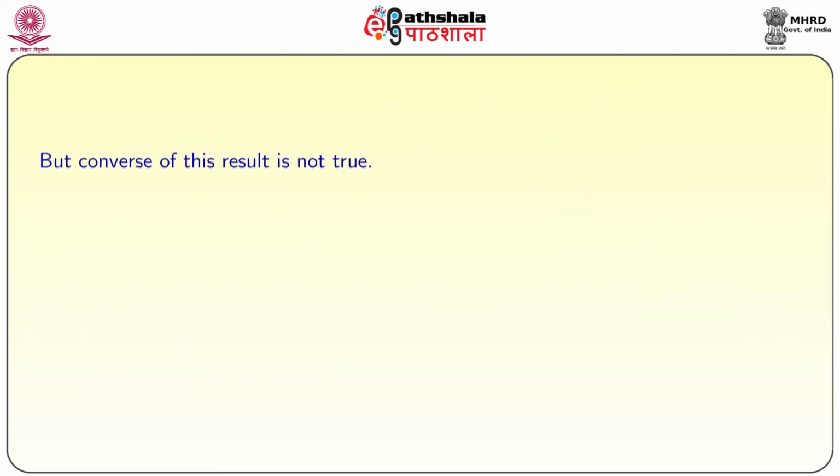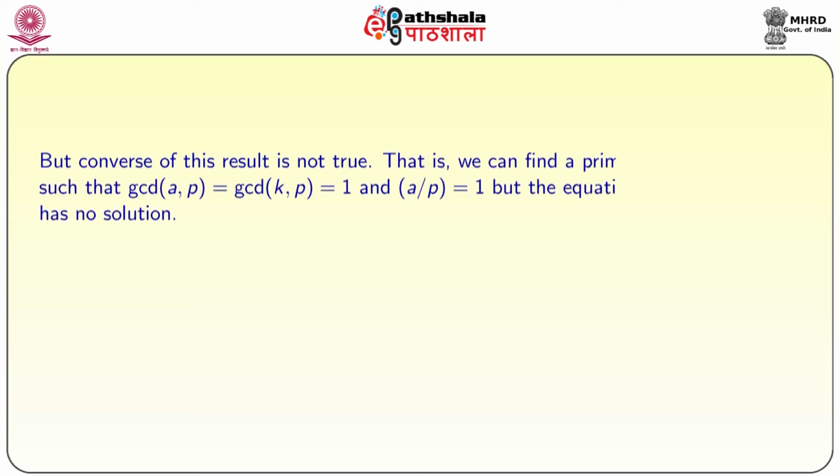But the converse of this result is not true. That is easy to verify: we can find a prime p and integers a and k such that GCD of a and p and GCD of k and p equal to 1 and the Legendre symbol (a/p) equal to 1, but the equation x square minus a y square equal to k p has no solution.